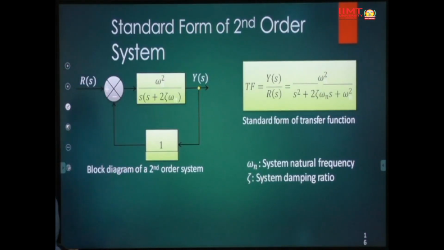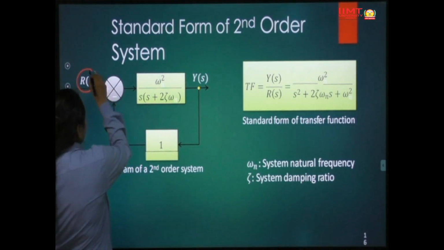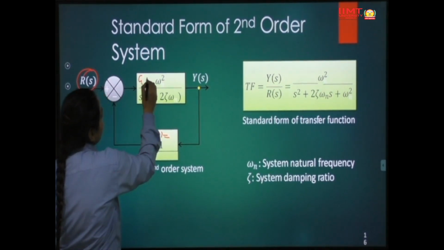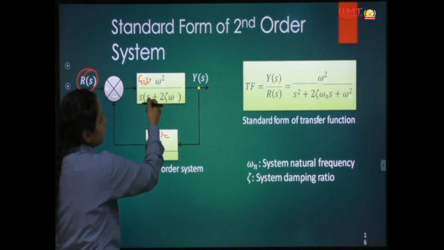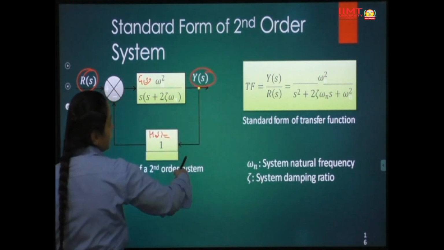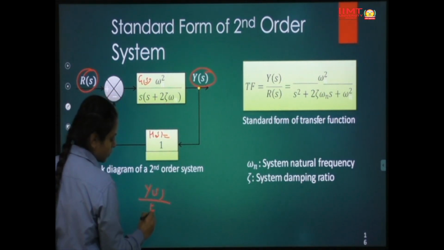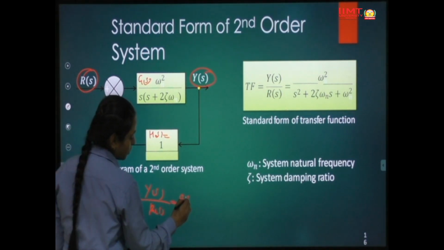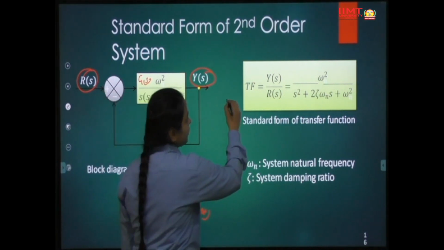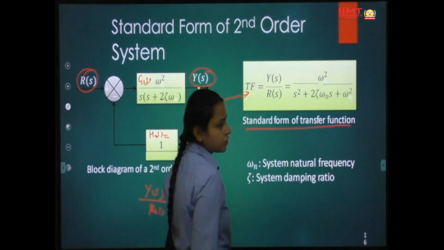So this is the standard second order system block diagram. Here we have an input R(s), a feedback H(s) which is equal to 1, and a forward gain G(s) equal to omega n square upon s into s plus 2 zeta omega n, and output Y(s). Using the transfer function for feedback, Y(s) upon R(s) is equal to G(s) upon 1 plus G(s)H(s). We get the transfer function using this formula. This is the standard form of transfer function for a second order system.